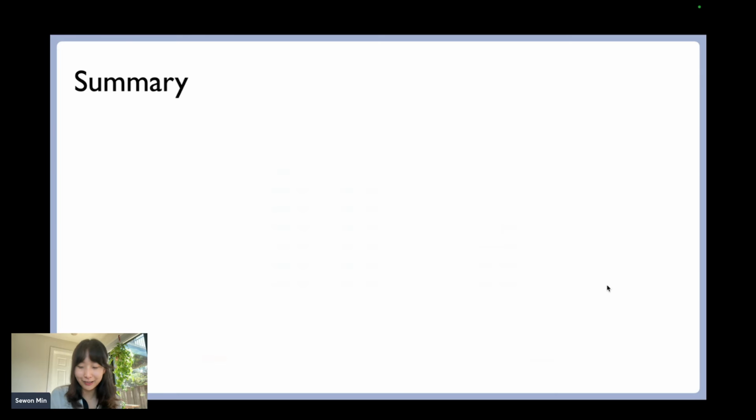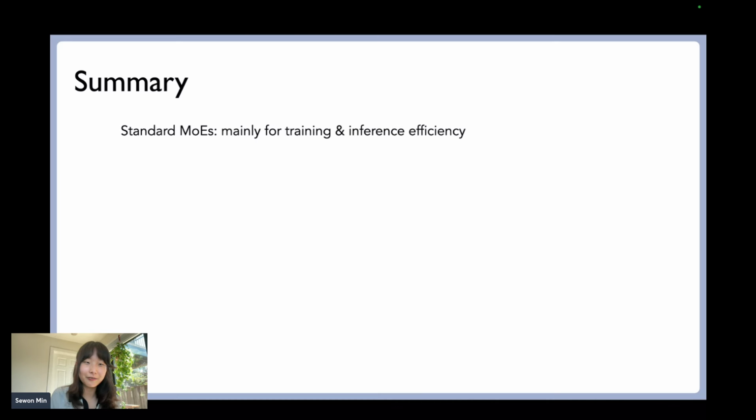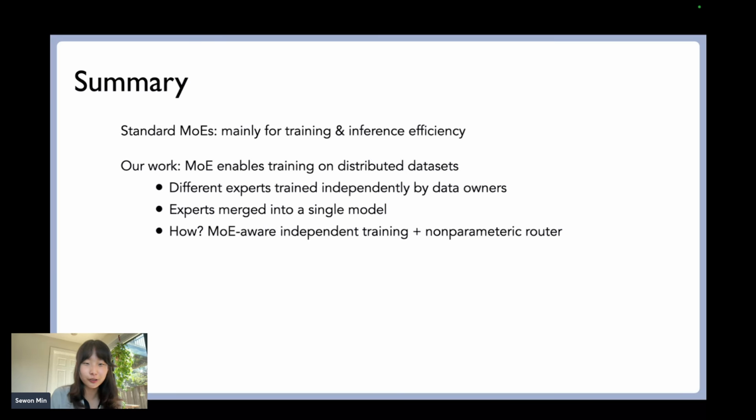Cool. So I guess that's almost all. I just have 2 slides for summary. Just to summarize, we learned previously that standard mixture of experts has this nice modular architecture, mainly for improving efficiency in training and inference. But I argue we can also use it to enable training on distributed data sets, where different experts can be trained by different parties without needing to share their raw data or even needing synchronized training over all models with data owners. Once these experts are trained independently, they can be merged into a single model.